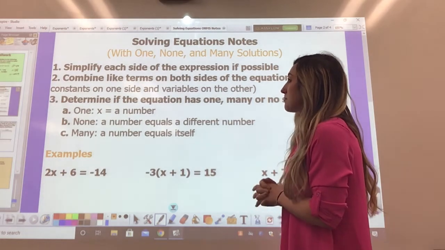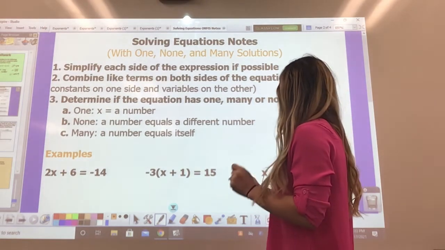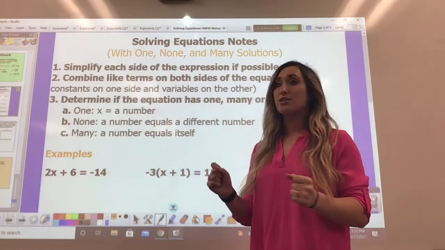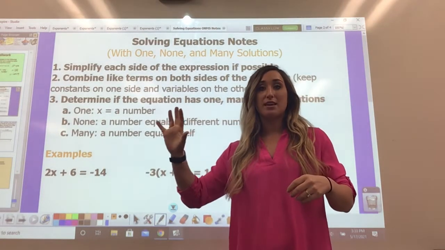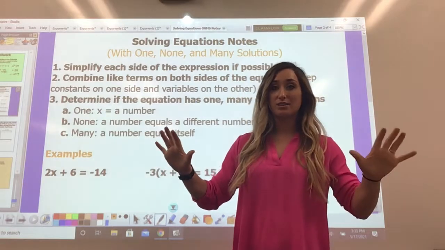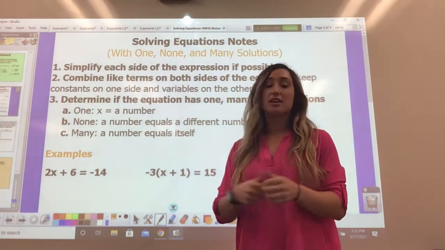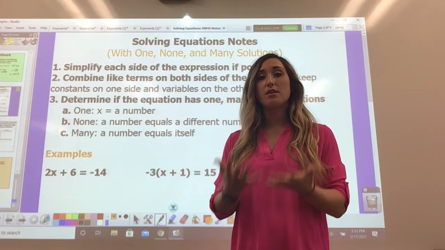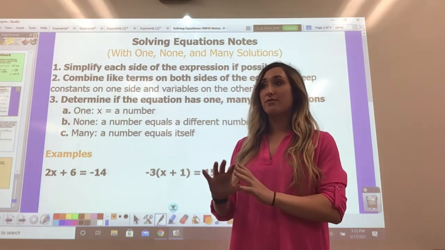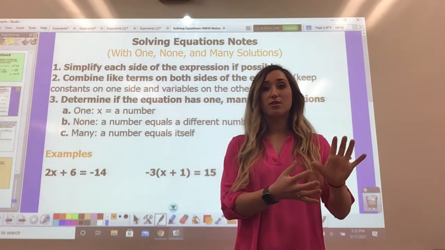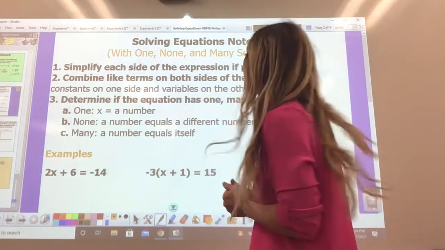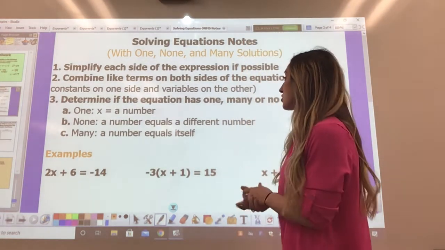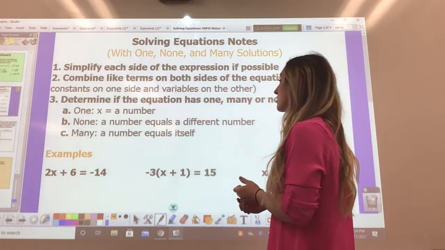And then it says to combine like terms on both sides of the equation. There might be x's, so once again, if this is the equal sign right here, there might be some x terms on this side and some x terms on this side, just like in the second example on the bell work. If that's the case, you'll have to combine those from one side to the other, and I'll show you what I mean by that. And then from there, determine if the equation has one, many, or no solutions.